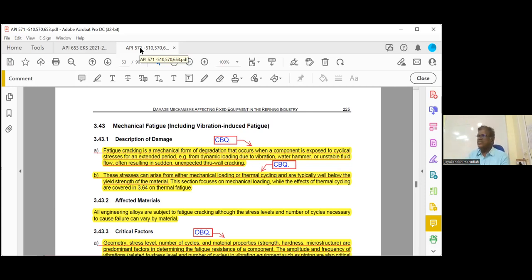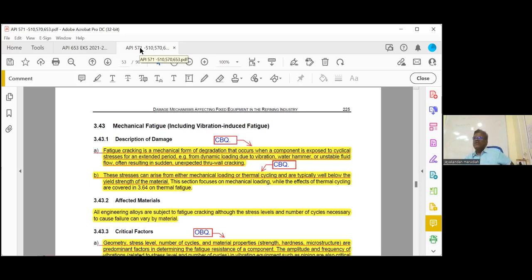If it is only due to temperature, that is called thermal fatigue. If it is pressure, or temperature under pressure, or vibration, it is called mechanical fatigue. Mechanical fatigue means due to fluctuation in pressure, due to temperature under pressure, or due to vibration. These are called mechanical fatigue. Okay, that's the first one.